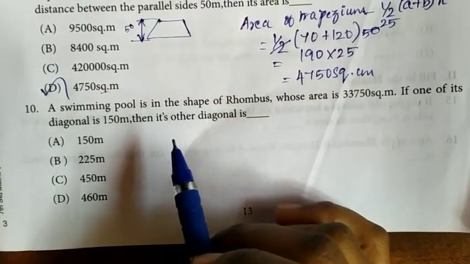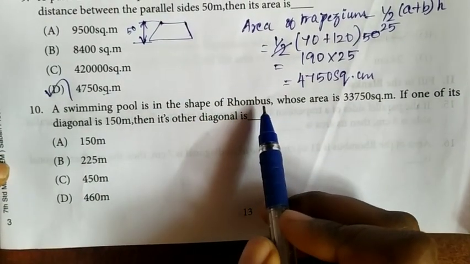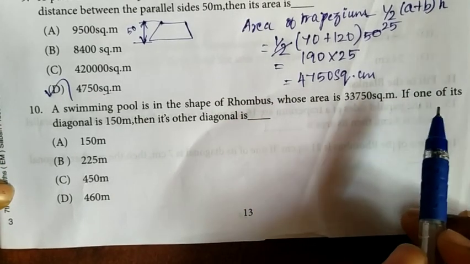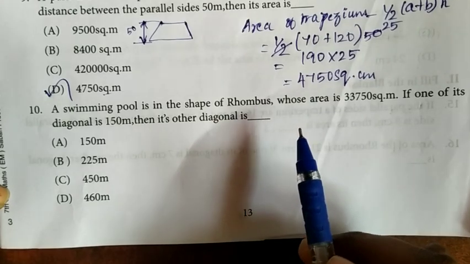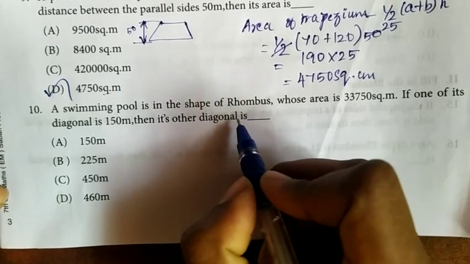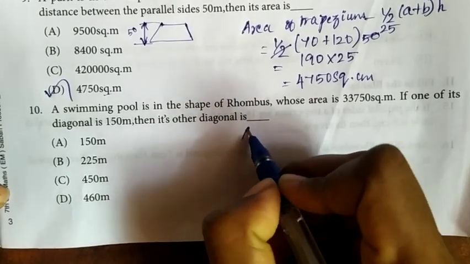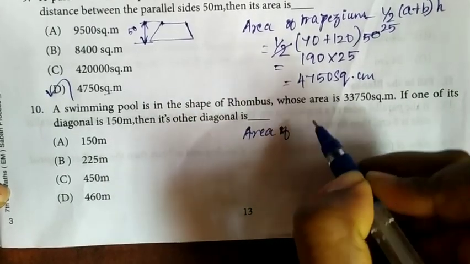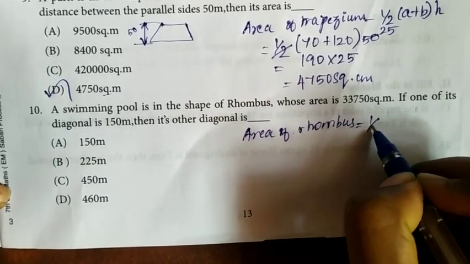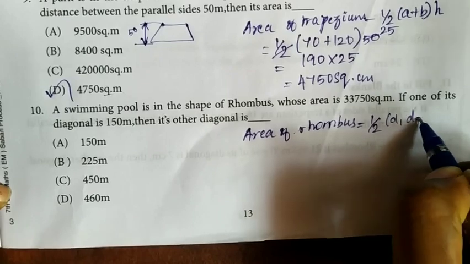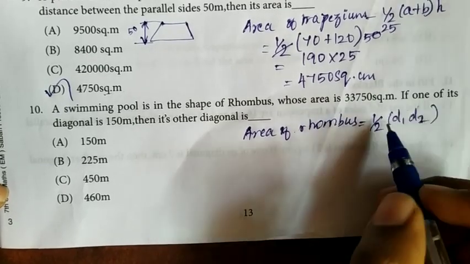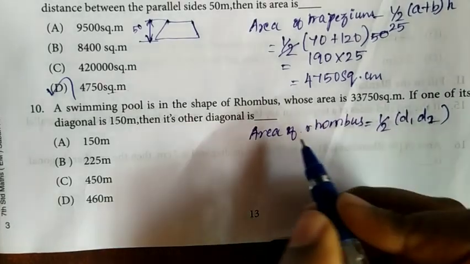10th question, a swimming pool is in the shape of a rhombus whose area is 33,750 square meter. If one of its diagonals is 150 meter, then its other diagonal is. So write the formula of area of rhombus. Area of rhombus is half into D1 into D2. They gave one value of diagonal, we have to find the other value of diagonal, that is D2.